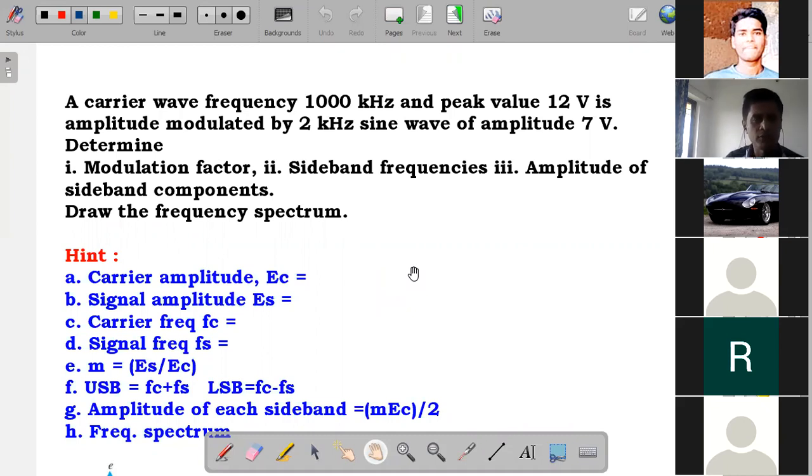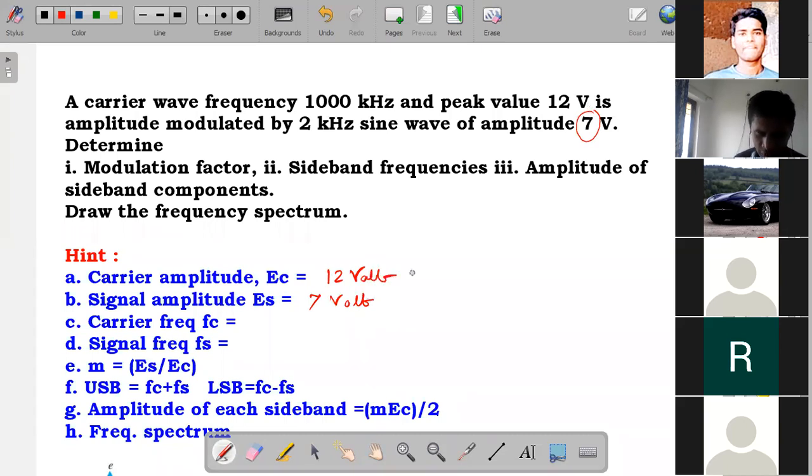Okay, now I will use a different color. Yes, Ec equal to 12 volt. Okay, signal amplitude Es. What is the signal amplitude, dear student? Is equal to 7 volt. 7 volt. Perfect.